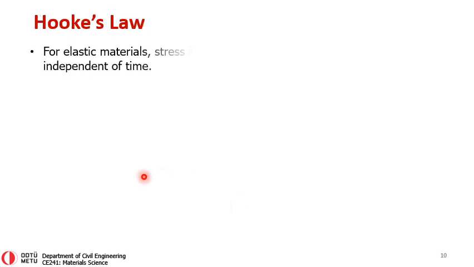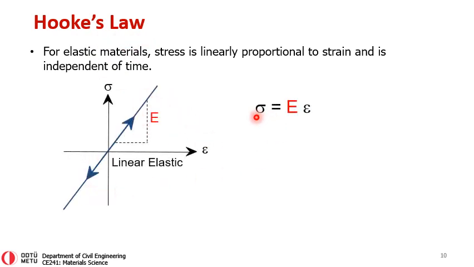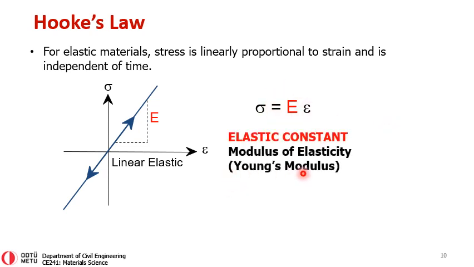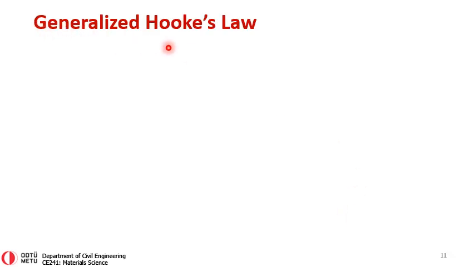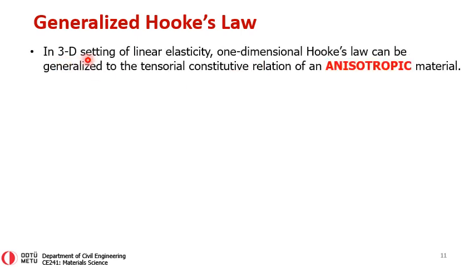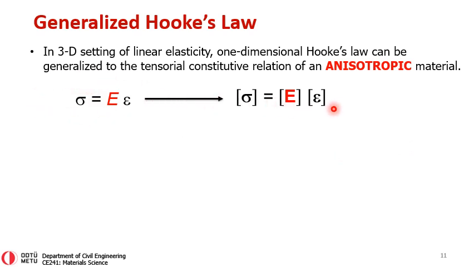Now, Hooke's law. For elastic materials, stress is linearly proportional to strain and is independent of time. This was given by Hooke, and we have seen this type of behavior. Stress is proportional to strain and is independent of time. And this E, we learned, is the modulus of elasticity, or we termed it an elastic constant. So this simple state of stress can be generalized as a generalized Hooke's law. In a three-dimensional setting of linear elasticity, that one-dimensional Hooke's law can be generalized to the tensorial constitutive relation of an anisotropic material. So one-dimensional is extended to three-dimensional.